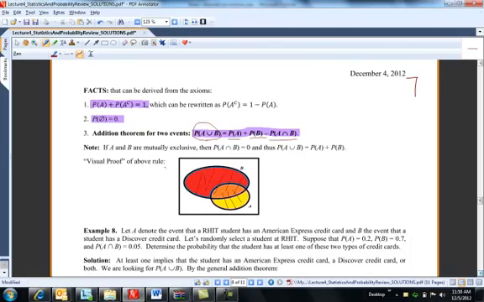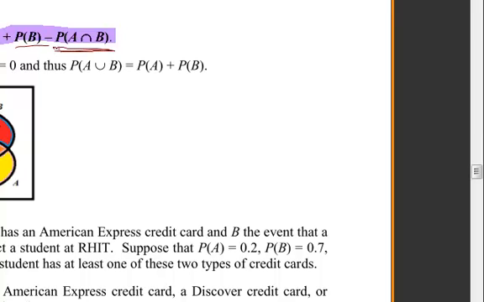If the events were mutually exclusive, the intersection is empty and the formula still works because this would be 0.